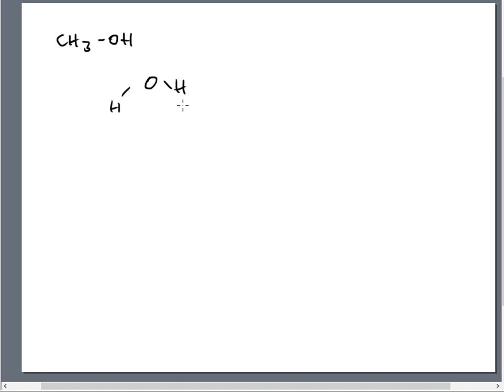But here we're going to have a whole lot of water. This whole lot of water, that's the solvent. There's a whole lot of it. And then we have just a few methanols. That's about it. Okay? So the question is, is hydrogen bonding going to happen here?